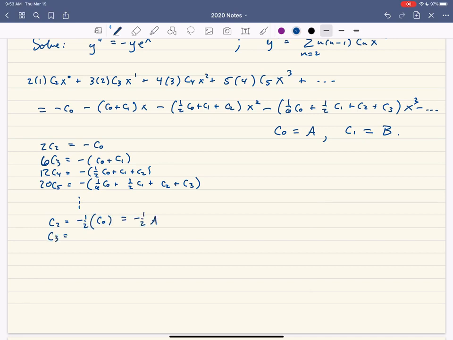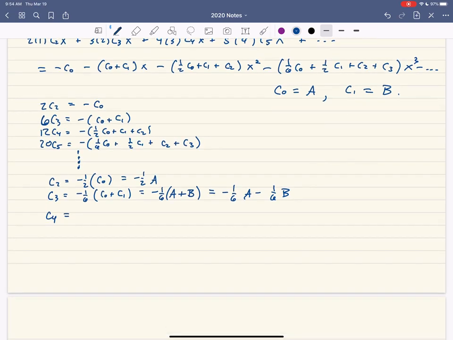And C3 is going to be negative 1/6 times C naught plus C1. So that's going to be negative 1/6 times the quantity A plus B, or negative 1/6A, minus 1/6 times B. And then let's just do one or two more. I guess let's just do two more. I've already written it out to C5.